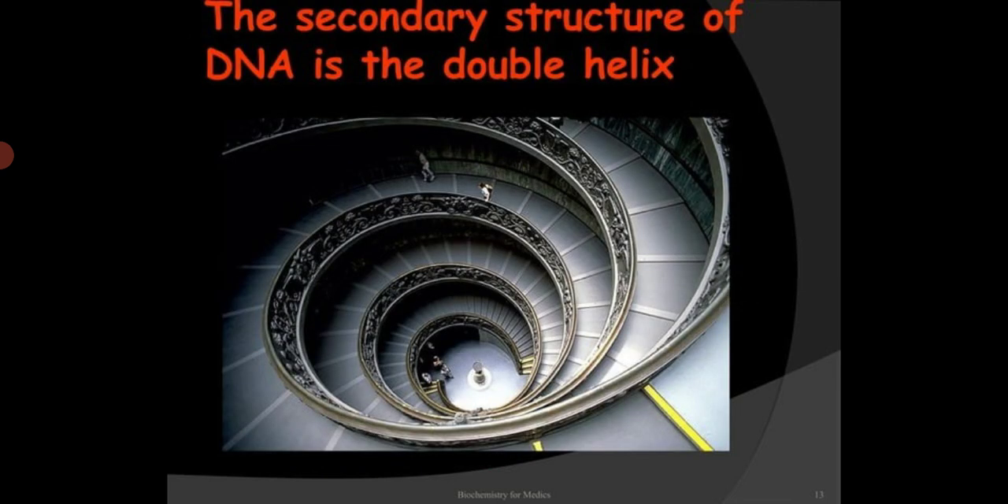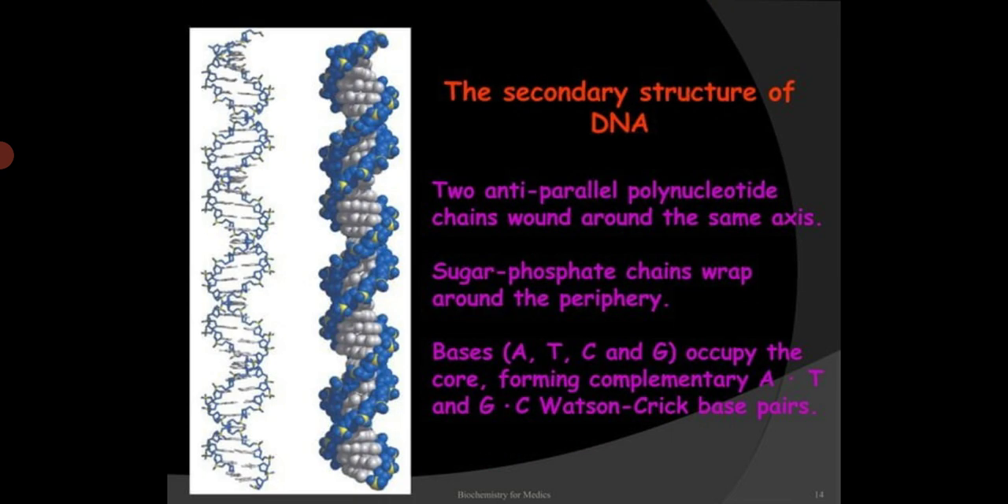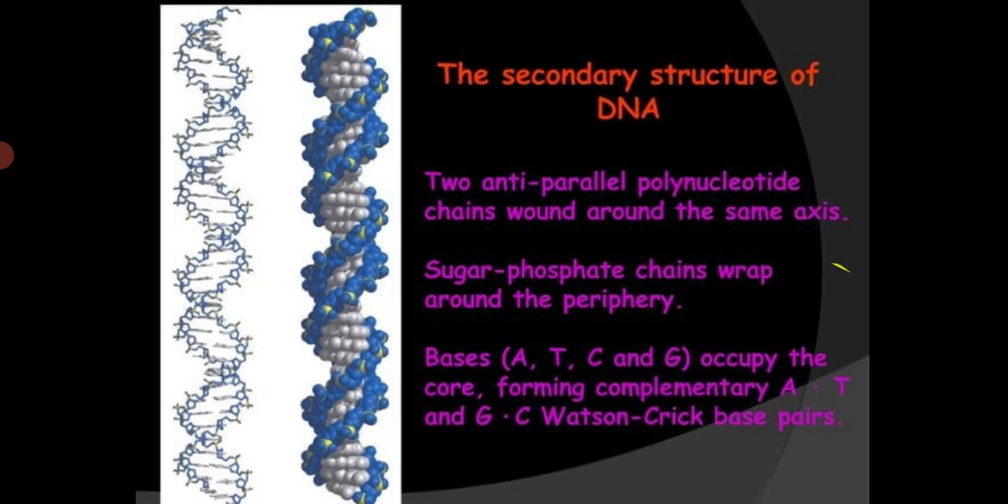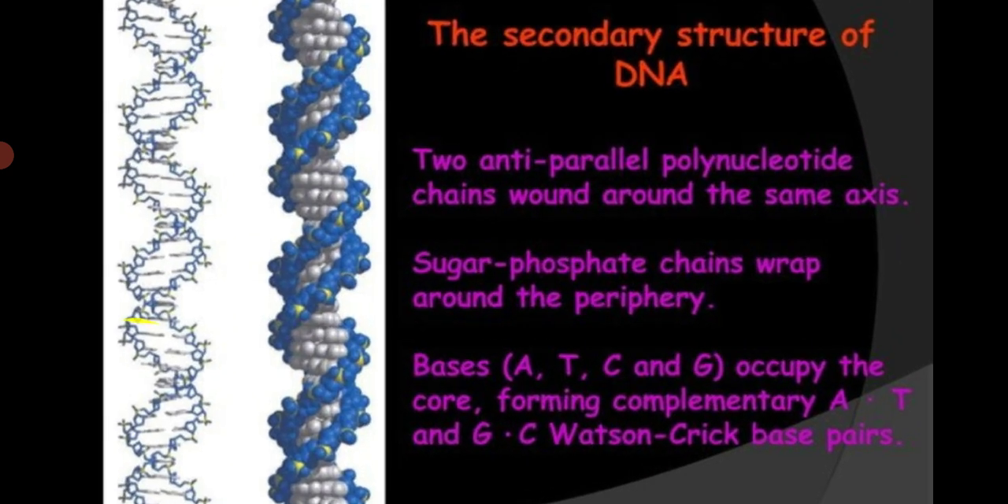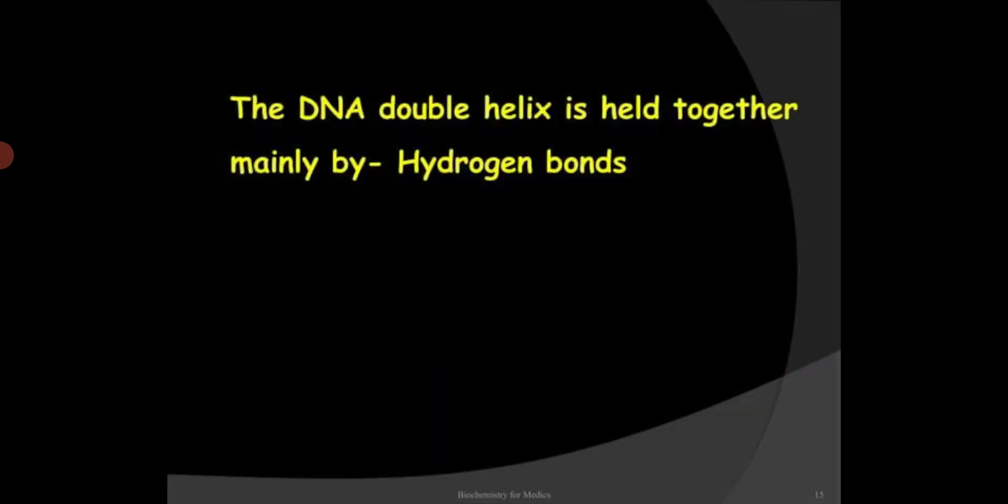The secondary structure of DNA is a double helix. The secondary structure of DNA shows two antiparallel polynucleotide chains which wind around the same axis. Sugar phosphate chains wrap around the periphery. The bases adenine, thymine, cytosine and guanine occupy the core, forming complementary base pairs between adenine and thymine, guanine and cytosine, on the rules given by Watson and Crick.